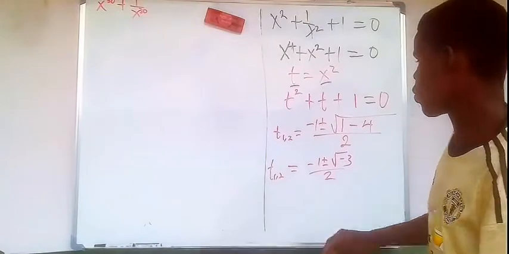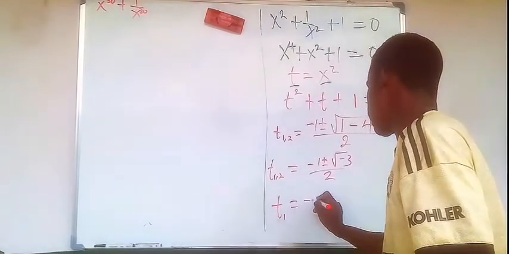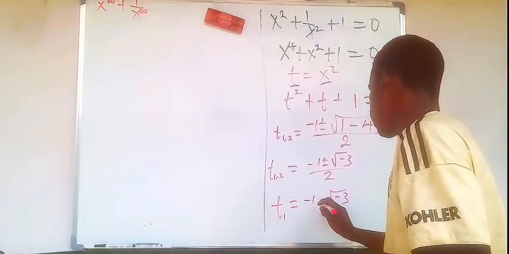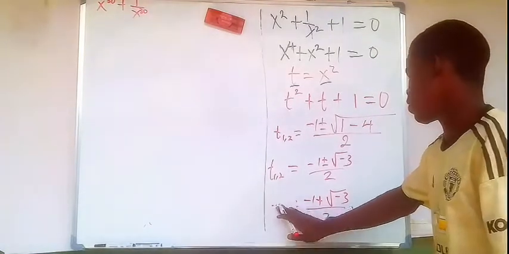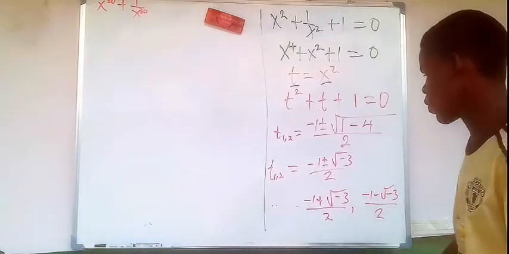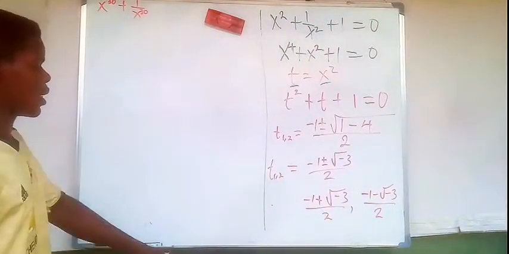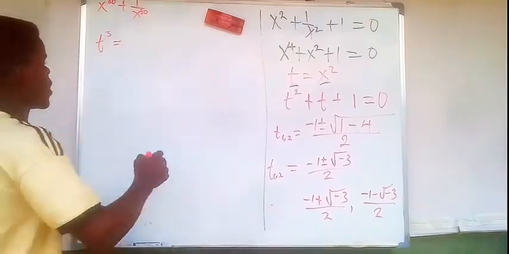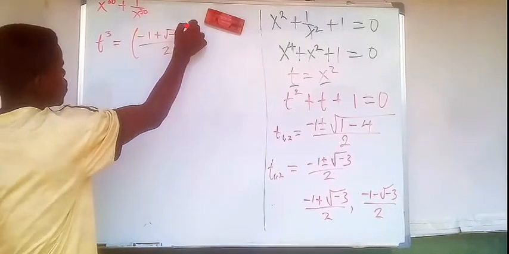Now, t is equal to this, okay? That simply means that t1 is equal to negative 1 plus or minus the square root of negative 3, t1 is just the plus of this over 2, and the second value is negative 1 minus square root of negative 3 over 2. So considering this first value of t, we're going to see that t to the third power is just equal to negative 1 plus square root of negative 3 over 2, to the third power.